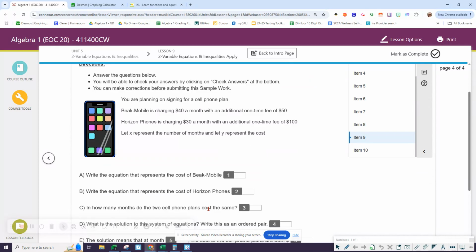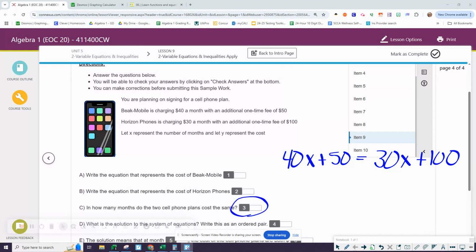So let me get my pen. Here we go. I'm going to show you how to set that up. You have 40x plus 50 equals 30x plus 100. If you set them equal to each other, you're going to solve for x, and x would be the number of months that the plans would be equal. So solving that, I'm going to subtract 30x from both sides, and that's going to give me 10x plus 50 equals 100, and then you're going to subtract 50 from both sides.